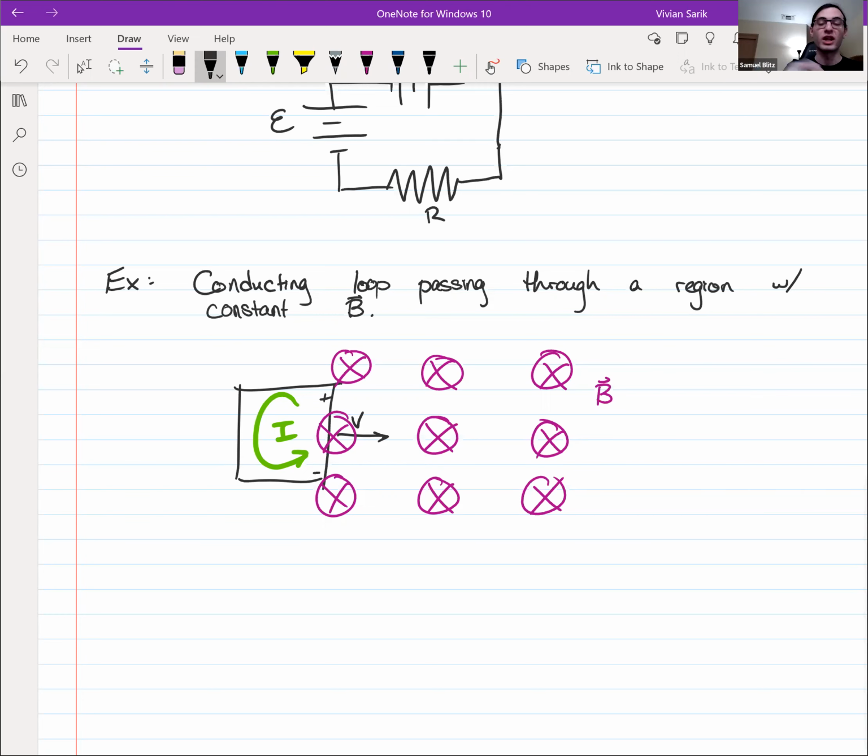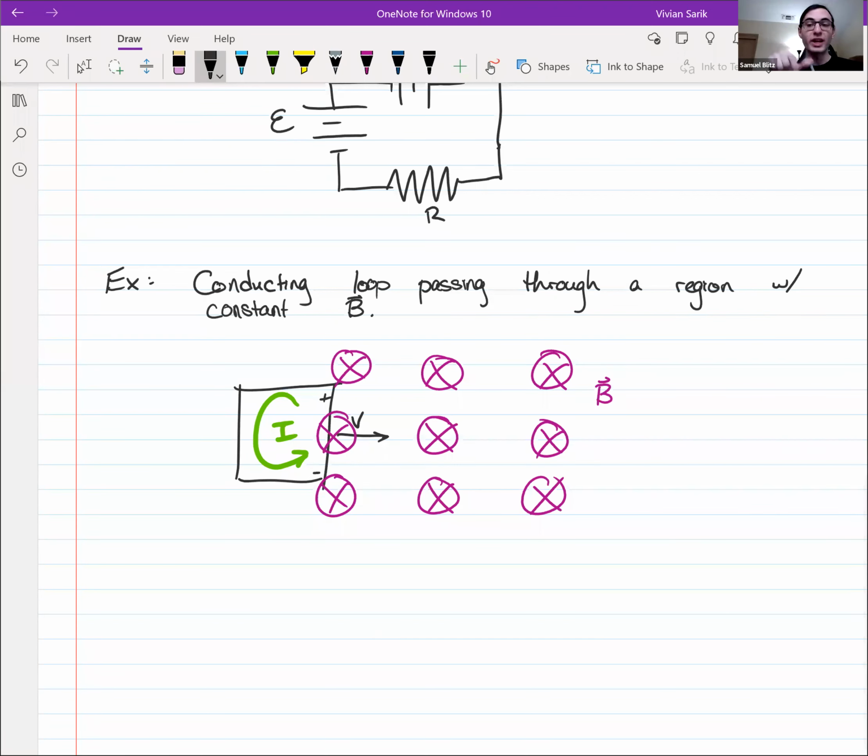So at a later date, you'll have more area through which the magnetic field passes. So in this case, the flux is increasing into the screen, right? And so the induced current will be in such a direction to reduce the flux that is passing through the loop. And so that would mean that it would try to produce a flux out of the screen.